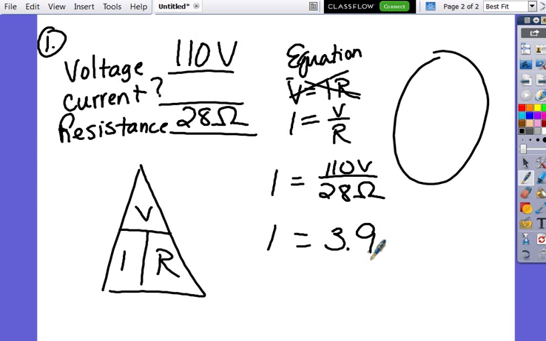Now, is that my answer? Wait, hold up. I have to put an A, is exactly right. So it's 3.9 amperes. So I'm going to put 3.9 A in my circle, and then I'm done. It's the same format as all of our others. Once you plug in, it's 6th grade math.